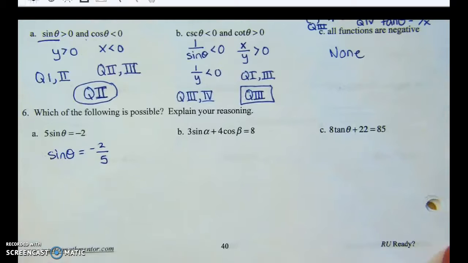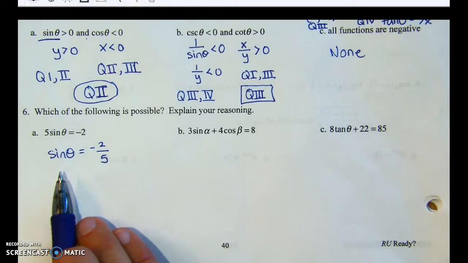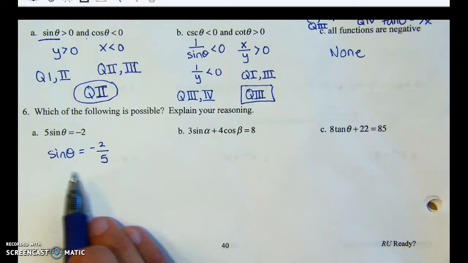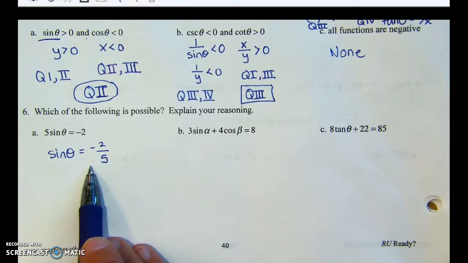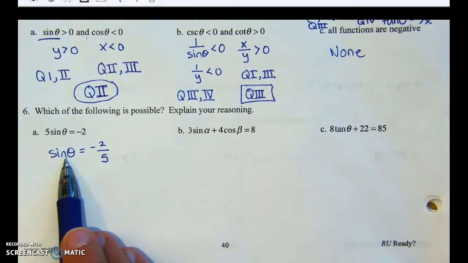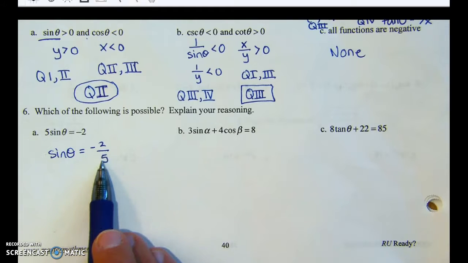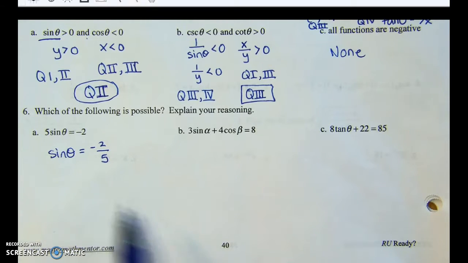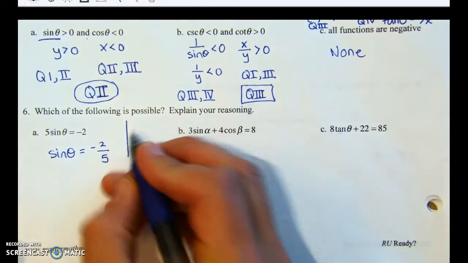Okay. So this kind of has to do with range and our graph. Do you have this sine graph memorized in your head? Like, do you know what it looks like and what it bounces between? So what this is saying is, which of the following is possible? Can sine equal -2/5? Think about this. Here's what you should know about the graph of sine.